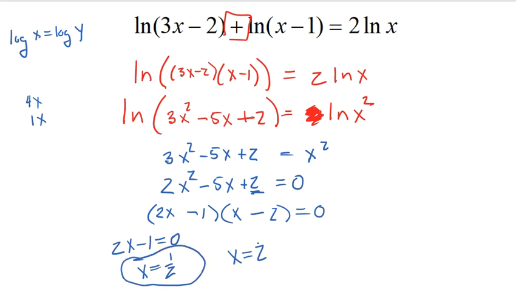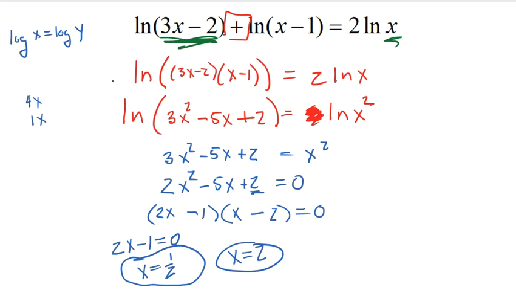Now, I need to make sure that neither one of these answers will produce a negative inside of a log. So let's see here. Let's try 2 first. 3 times 2 is 6. 6 minus 2 is 4. Love it. 2 minus 1, that's positive number 1. Plug in 2 here. You're obviously going to get 2. All right, let's try half. 3 times 1/2 is 1.5.